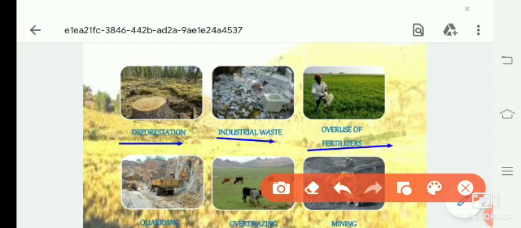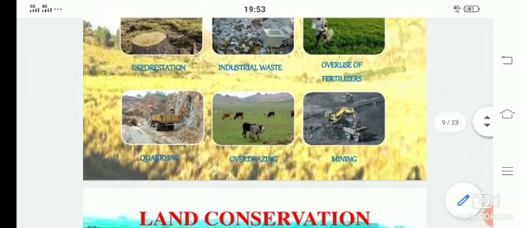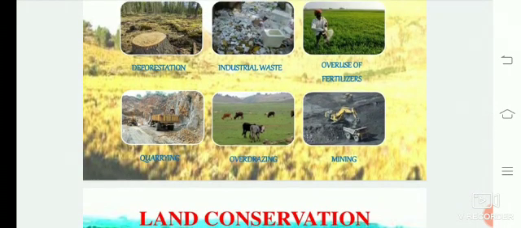Then overuse of fertilizers. Fertilizers are nothing but chemicals. When there is overuse of fertilizers, it also causes problems to the land. Then comes quarrying. Quarrying is nothing but breaking down of huge rocks. The places where they break down the huge rocks and make them into small pieces is called quarrying.